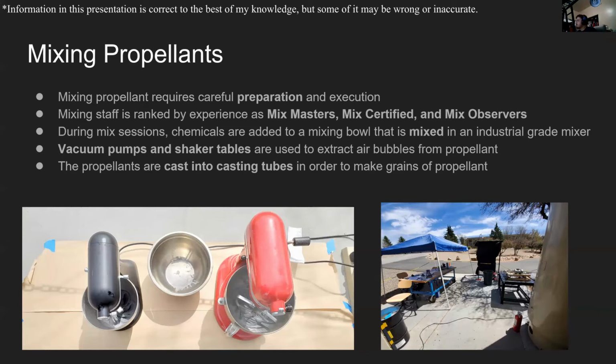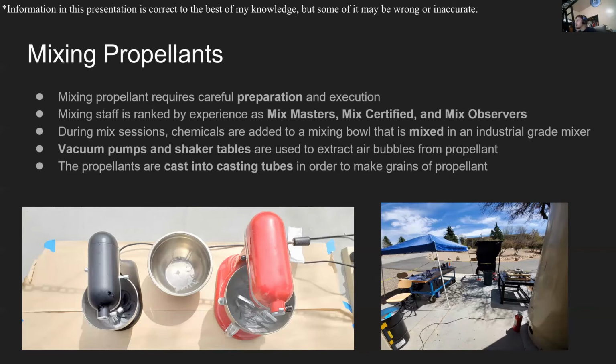The next thing we use are vacuum pumps and shaker tables to extract air bubbles from the propellant. So that's another big thing, again removing those air bubbles from the propellant, something you don't want in there. These mixers tend to incorporate a lot of air in the propellant, and we want to get that out of the propellant before we cast it and create a bunch of air pockets in our propellant.